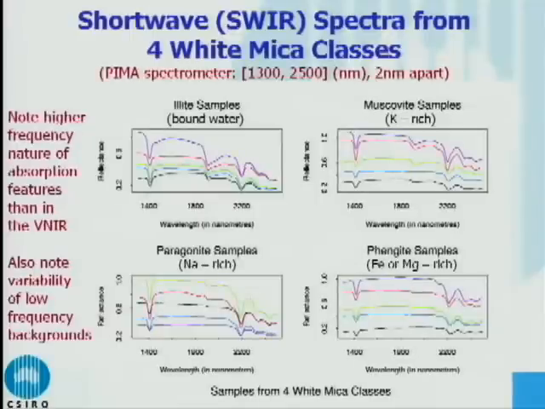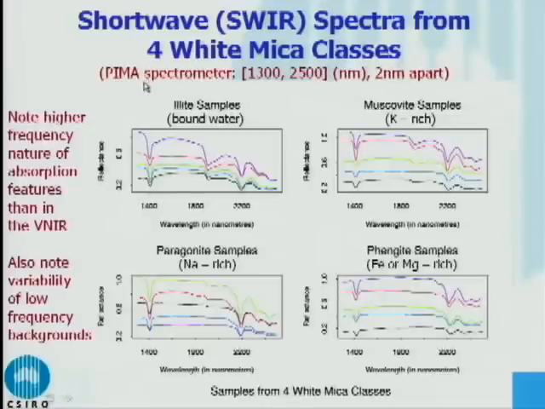Okay, so actually let's move into what's called the shortwave infrared. This is with an older spectrometer called a PIMA, which is where I started in the 90s with collaborators. It measures between 1300 and 2500 nanometres at 2 nanometre intervals. It's the size of a shoebox. It was made for geologists to take out in the field and make point measurements of spectra.